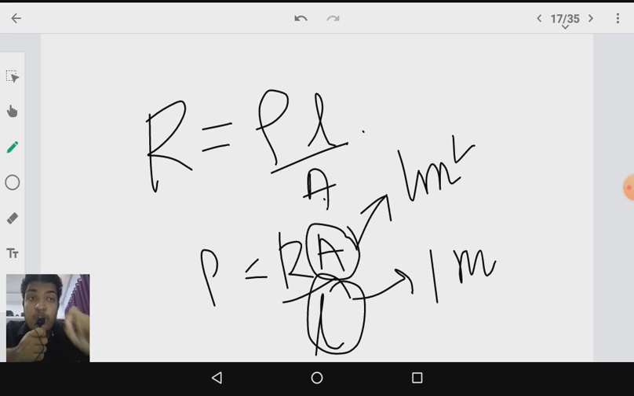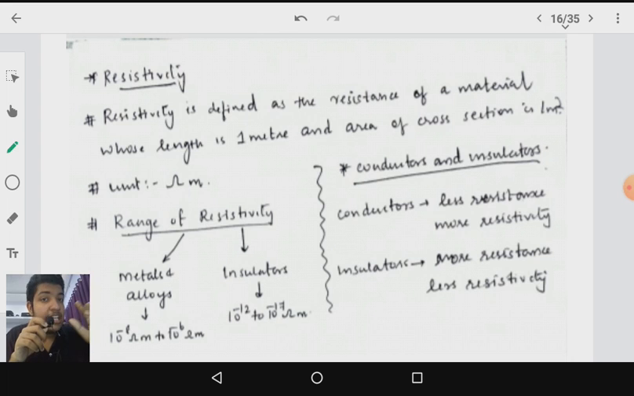Resistivity becomes equal to resistance when area of cross section is 1 meter square and length of the conductor is 1 meter. So what is my conclusion here? Resistivity is the resistance of a material whose area of cross section is 1 meter square and whose length is 1 meter. So that is the definition for resistivity. So what is the unit of resistivity?